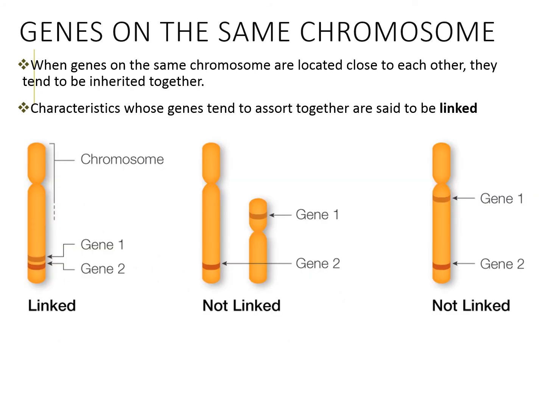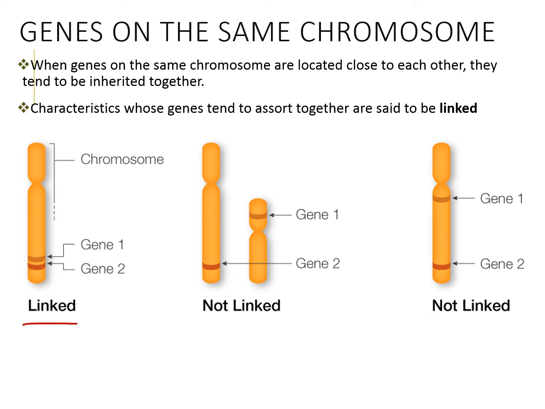Genes on the same chromosome. This is a totally different topic and is kind of interesting, maybe. When genes on the same chromosome are located close to each other, they tend to be inherited together. Characteristics whose genes tend to assort together are said to be linked. So linked genes and linked traits.